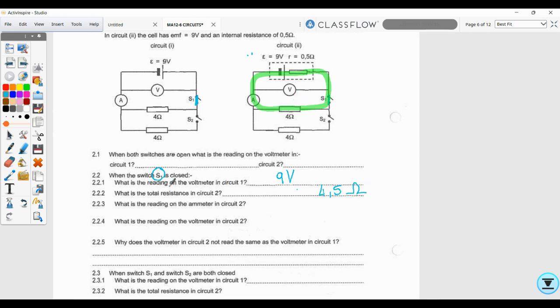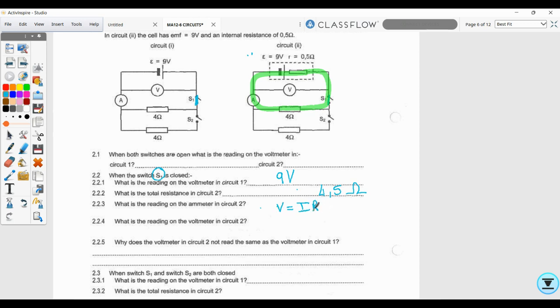So this is the total resistance. Total resistance is inside and outside together, so it's the 4 plus the 0.5. That's the total. If they say total external, then it would just be the 4. If they say total internal, then it would just be the 0.5. But now it's the total resistance. Then they want to know what is the ammeter reading on the circuit. What is the equation you can always use?